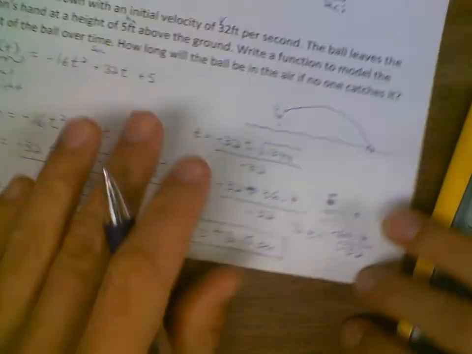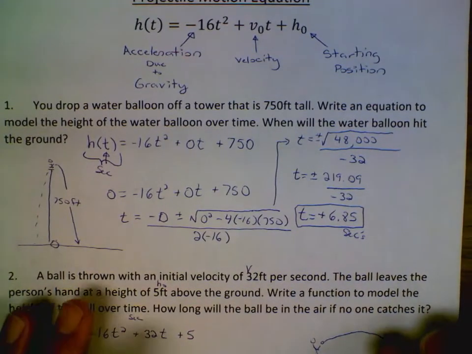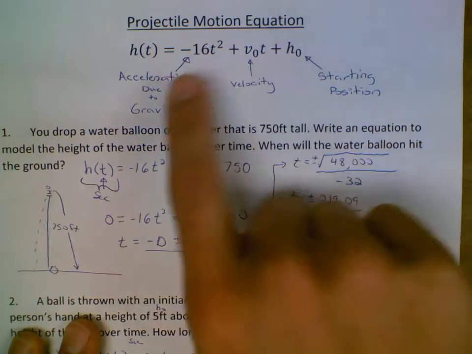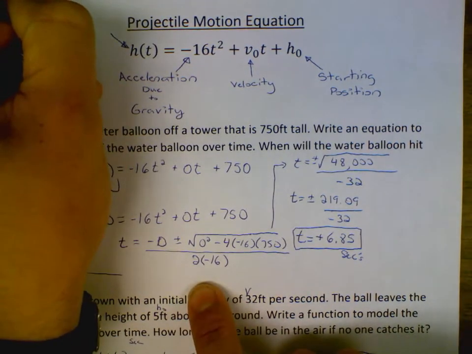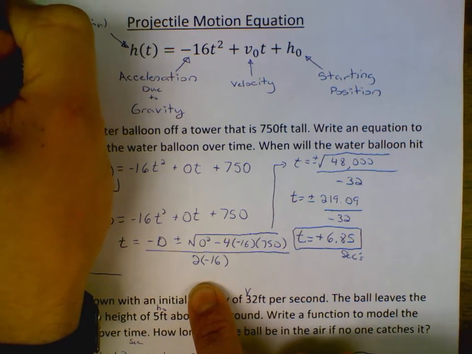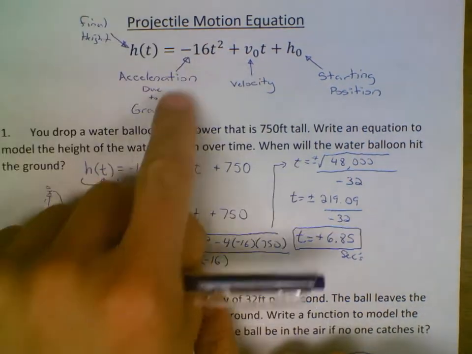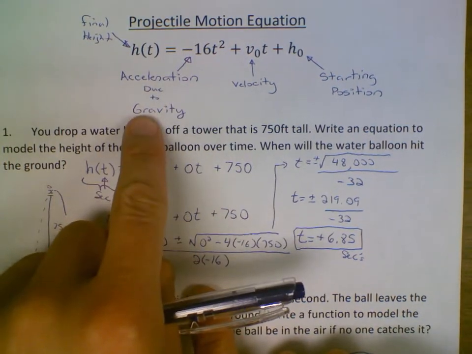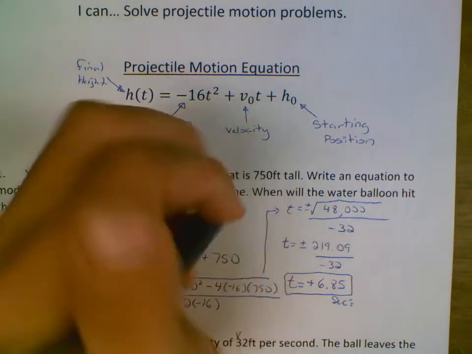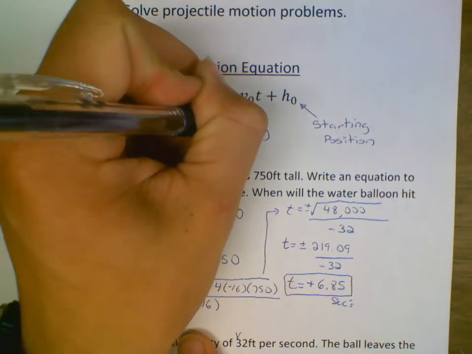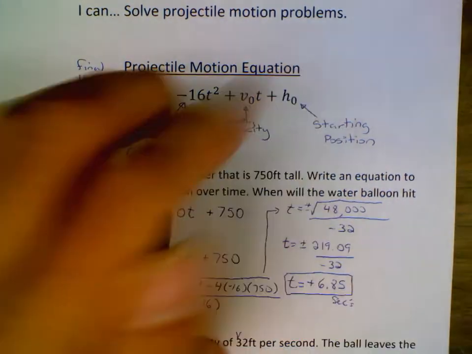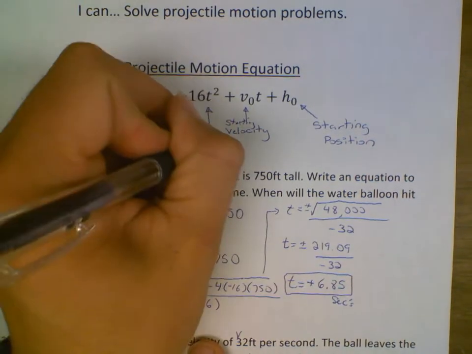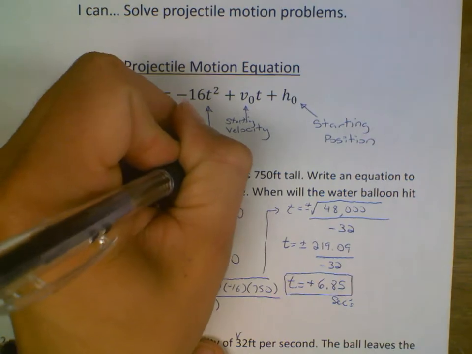Okay, so hopefully this video was helpful. Remember once again that for projectile motion, you're using this equation. The h of t stands for your final height of the object. The -16 is the acceleration due to gravity. The v0 is the starting velocity. The h0 is the starting position, and then t is the time, and it's in seconds.